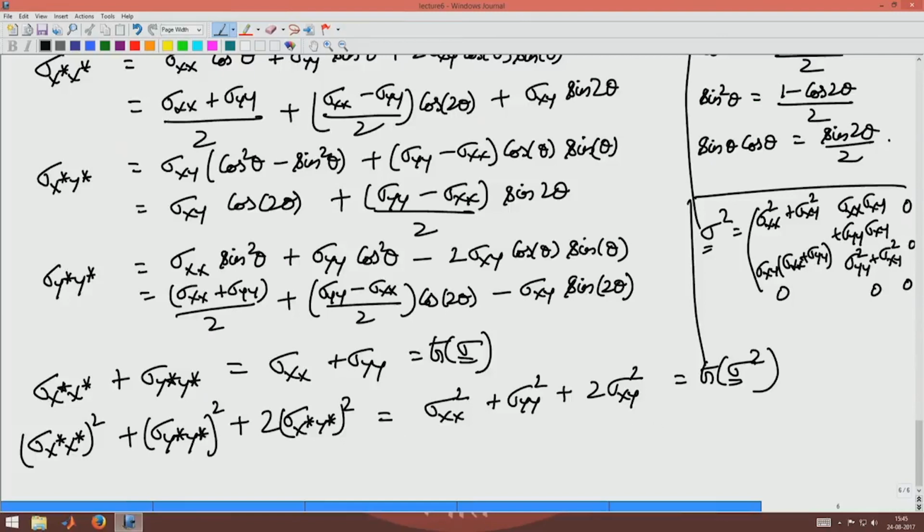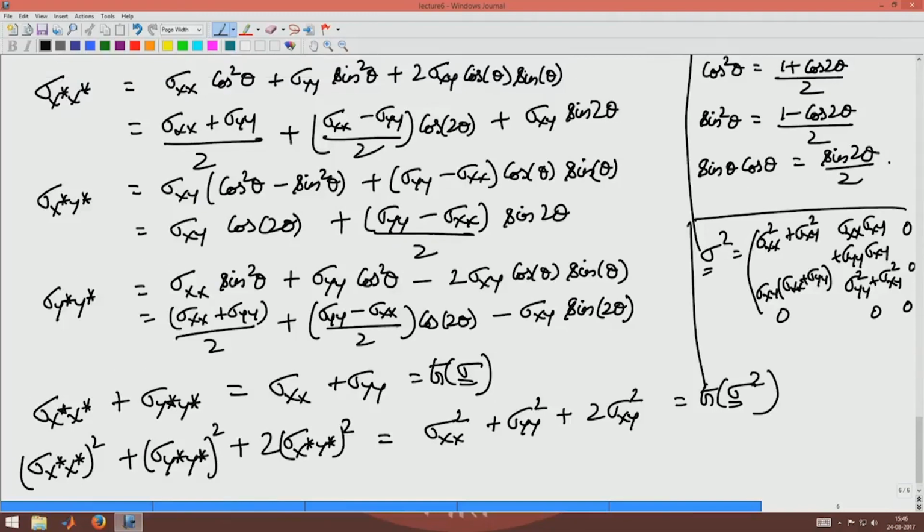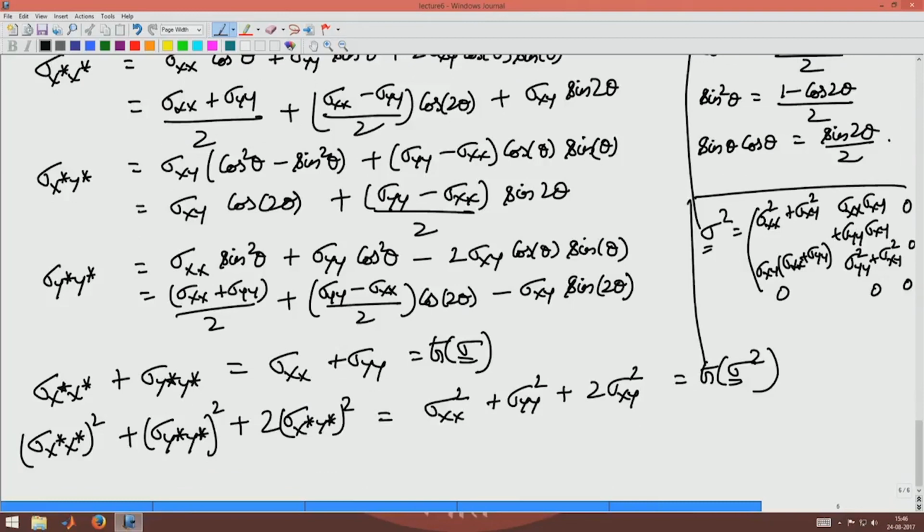Okay. Now, to see this, what I do is I have to square and simplify. I will leave it as an exercise for you to show that. So, you can show that these two relationships hold, and of course, you know that determinant of sigma is the same as determinant of sigma star. So, this is 0, both of them are.